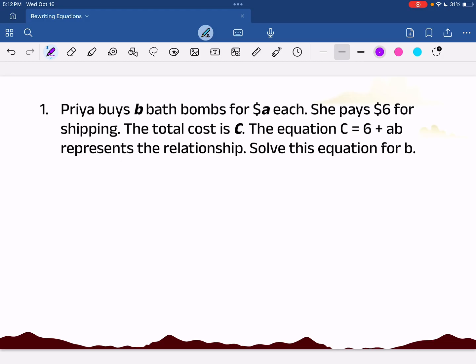So we are taking this equation and we want to rearrange the equation for B, so that would represent any number of bath bombs. Okay, so we're taking C equals 6 plus AB, and we want to make it say B equals. Right now we'd like to get B by itself, but it's attached to A, and there's also an extra 6.